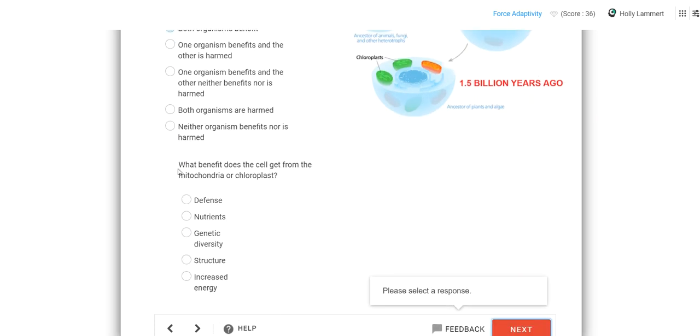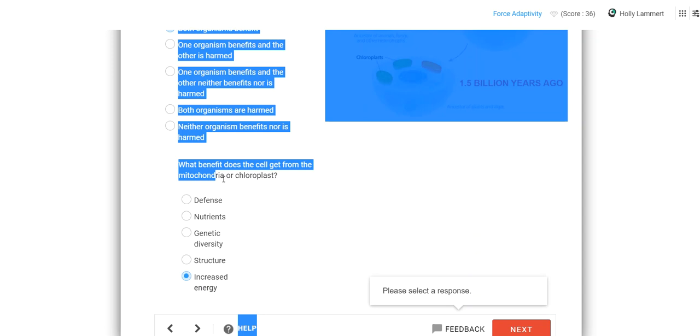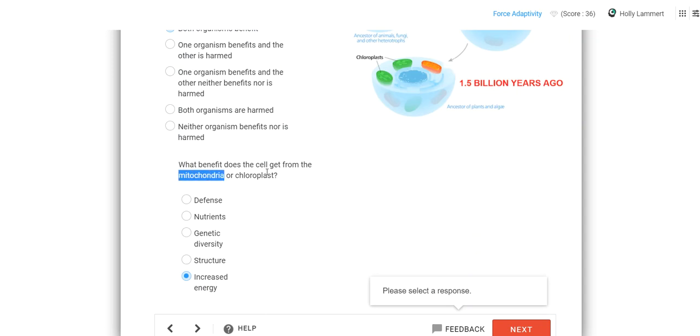Okay, here we go down here. What benefit does the cell get from the mitochondria or chloroplasts? Defense, nutrients, genetic diversity, structure, or increased energy. Those are the places where cell respiration happens in the mitochondria, and photosynthesis happens in the chloroplasts, and both of those are involved in our energy reactions.